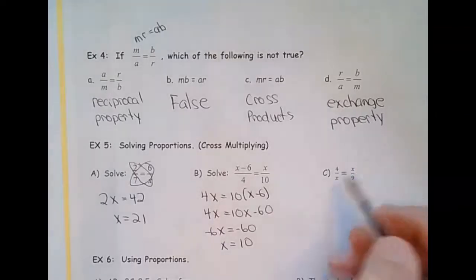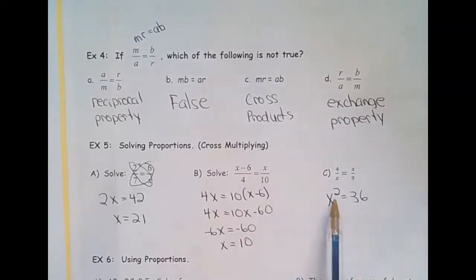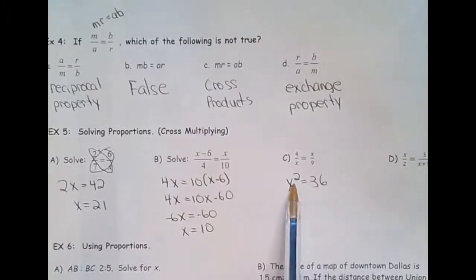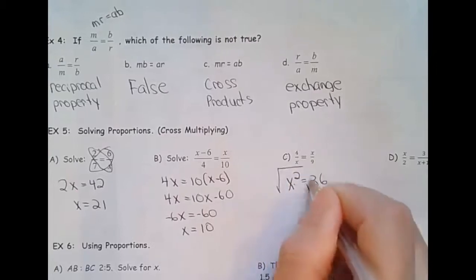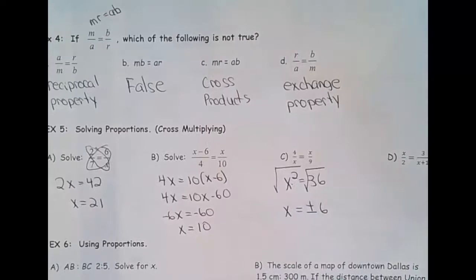On to the next one. Again, we're going to cross multiply. X squared is equal to 36. Remember, this is quadratic, which means there should be 2 solutions. When I go and take the square root, we end up with plus or minus 6.